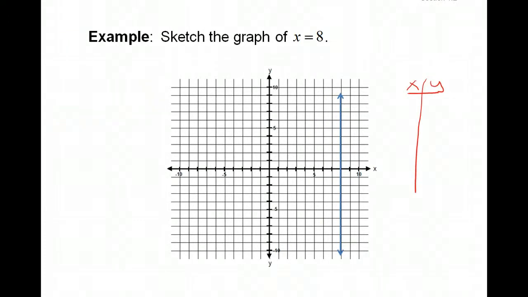Okay, here's the last one I want to look at. If you sketch the graph of x equals 8, that is a vertical line going through the x-axis at 8. Now if you don't remember that, this says that x equals 8. So if you're going to make a table, you would fill in 8s for your x column and whatever you want in the y. And all the points you get would lay along this line somewhere. So x equals a number is always a vertical line.